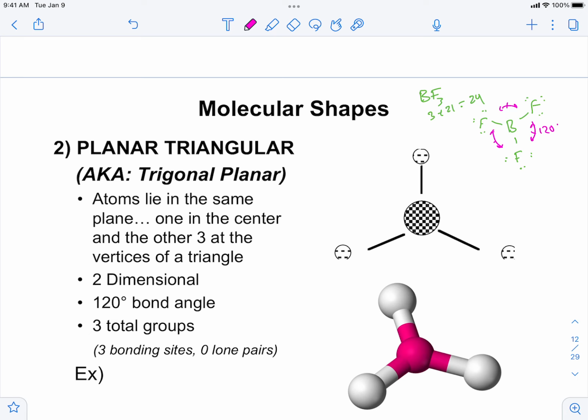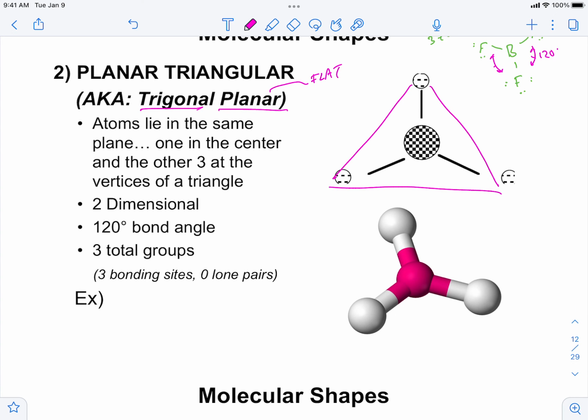Now, the name of this shape is called trigonal planar. Planar means flat, and trigonal because it's like a triangle. So when there's 3 groups, your shape is going to be trigonal planar if they are all bonded.